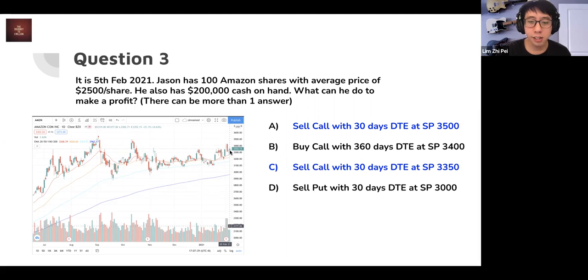Because if, let's say, the stock price is lower than 3350, the sell call is profitable and he can close it without doing anything. But if the stock price is above 3350, he has to sell the 100 shares at 3350, which he also profited from because his average price is 2,500. So both A and C are okay to execute for him to make a profit.